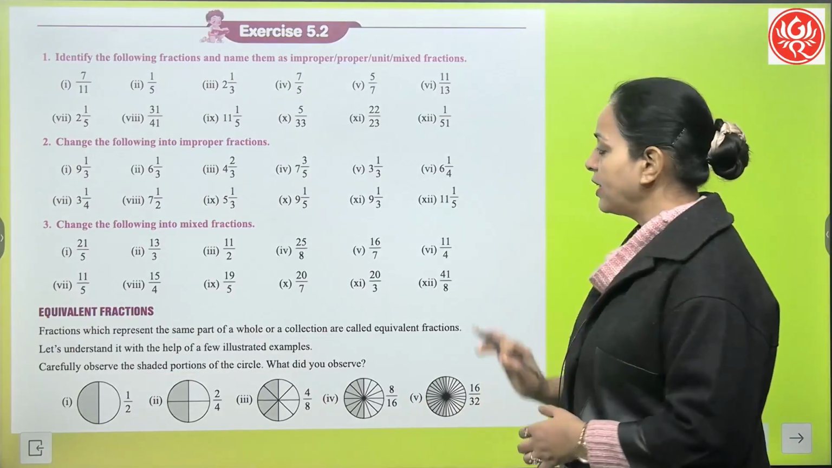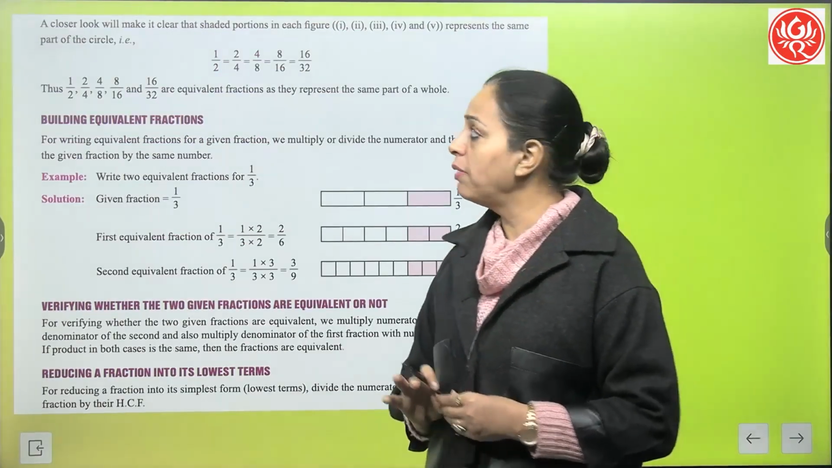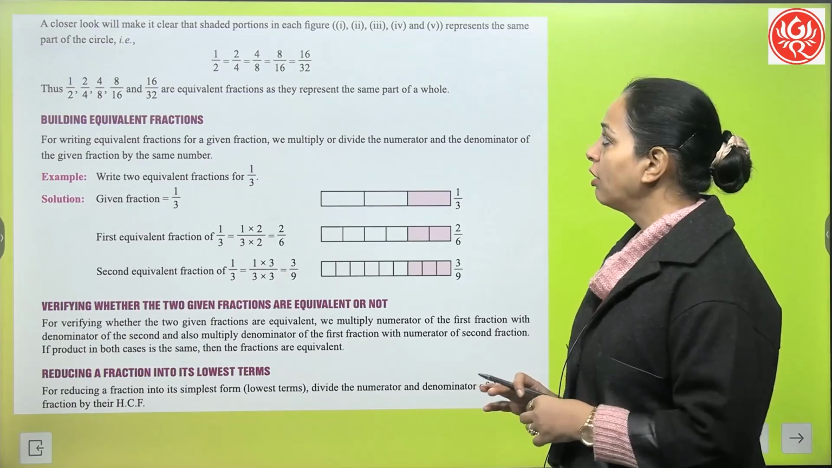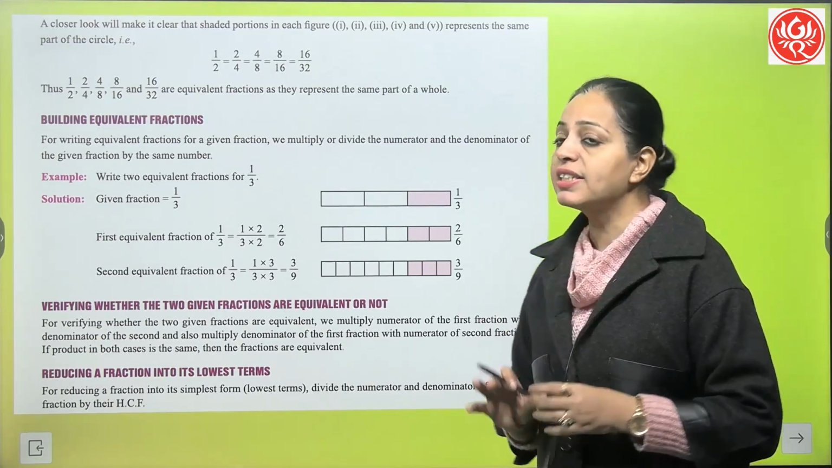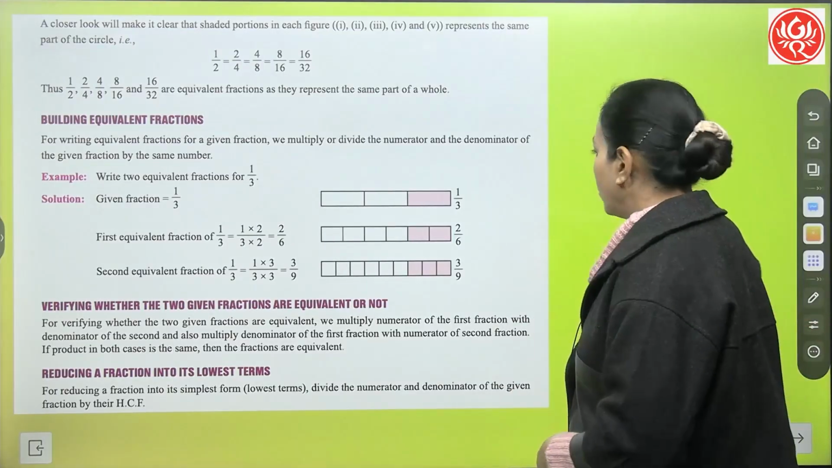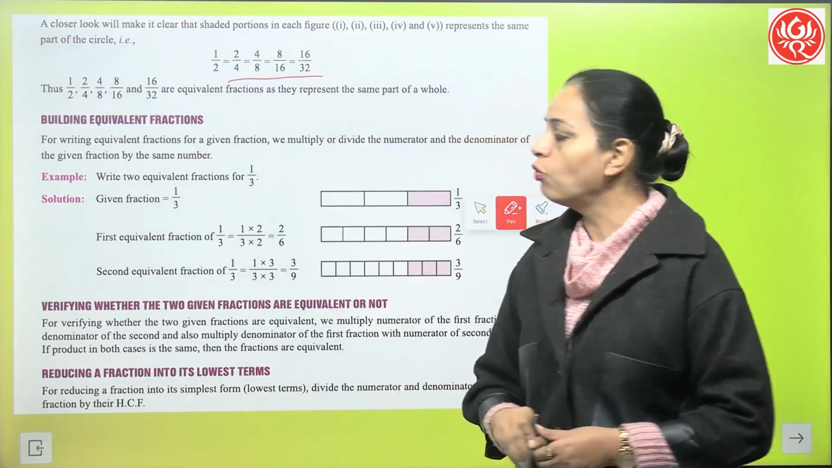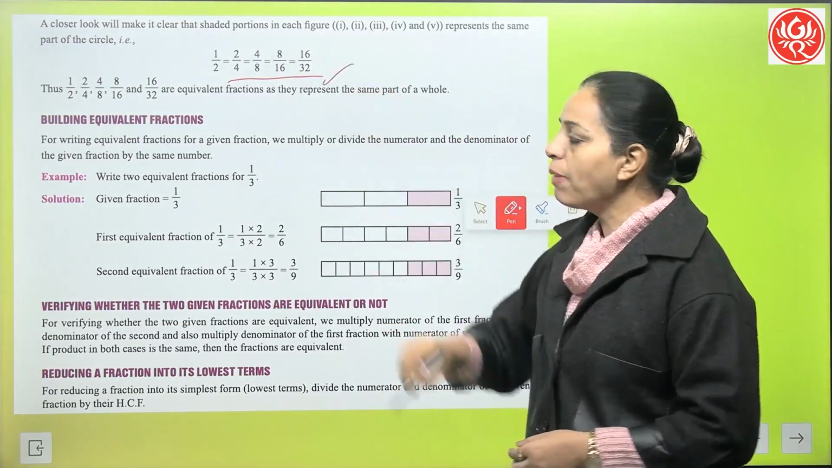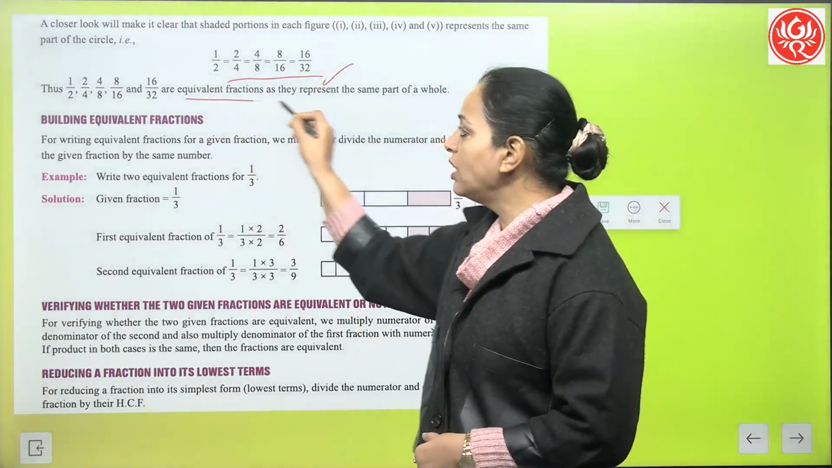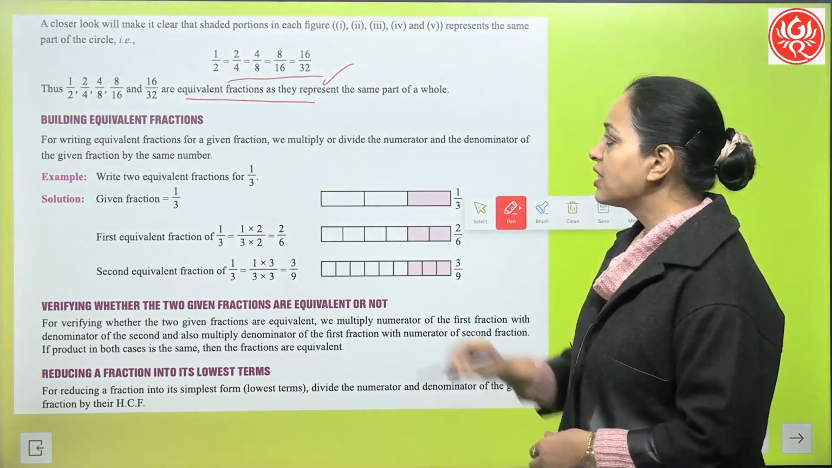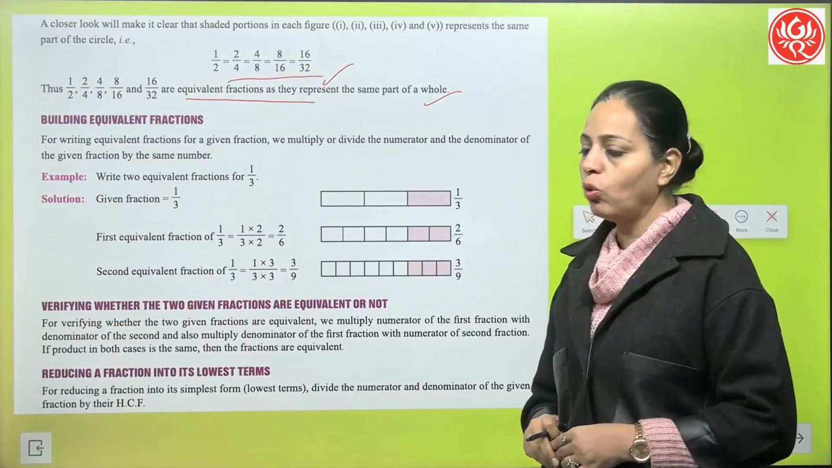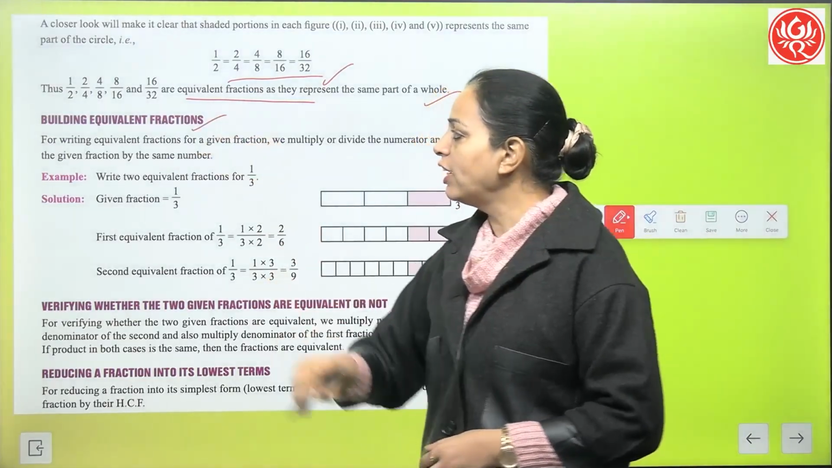So what we are getting, a closer look will make it clear that shaded portion in each figure, first, second, third, fourth and fifth, represents the same part of the circle. So it means 1 by 2 equals to 2 by 4 equals to 4 by 8 equals to 8 by 16 equals to 16 by 32. So these are what? These are equivalent fractions as they represent the same part of a whole. Okay. Now building equivalent fractions.